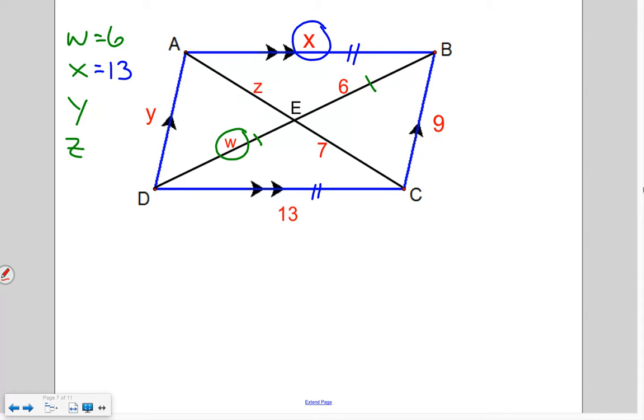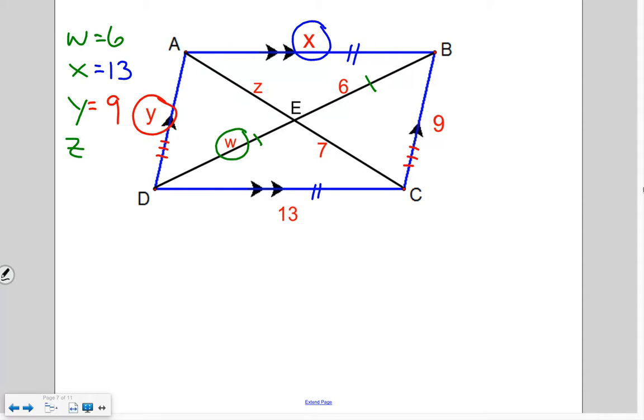Let's see, Y. Y is over here. You can use the same theorem: opposite sides are congruent. So we know that AD is congruent to BC. And since BC has a length of 9, AB does as well, or AD does as well. So Y equals 9.